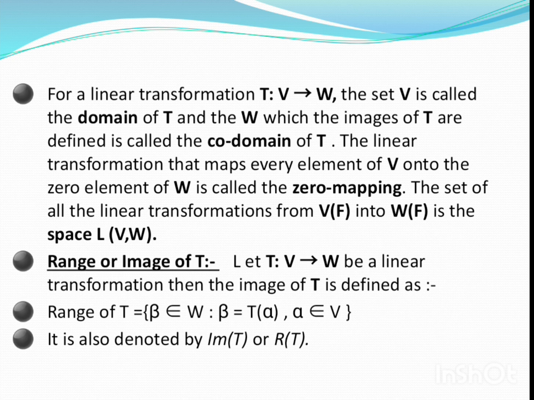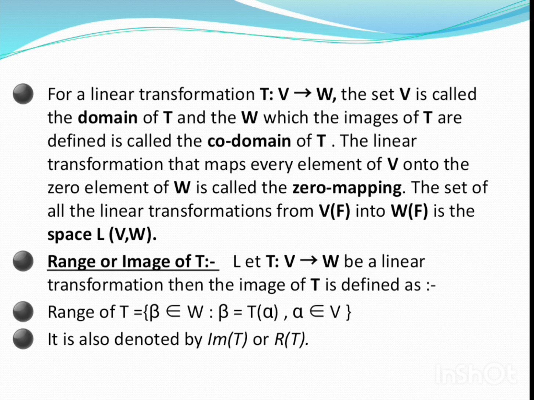For a linear transformation T from V to W, the set V is called the domain of T and the set W, in which the images of T are defined, is called the codomain of T. The linear transformation that maps every element of V onto the zero element of W is called the zero mapping. The set of all the linear transformations from V(F) into W(F) is called the space L(V, W).